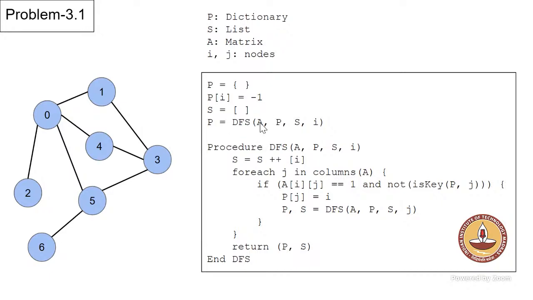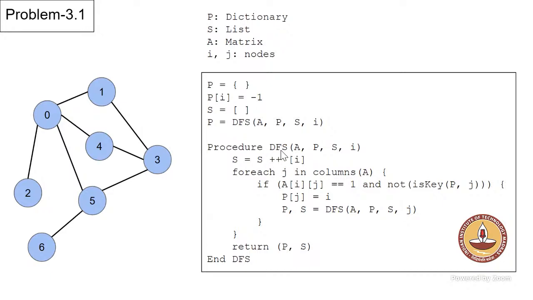So that is our A matrix, which stores the information of this graph, and B is a dictionary which keeps track of visited nodes, S is our path of traversal, and I is our starting node. So we are passing all these things to our procedure DFS. So what is our first thing? That is our I, so I should be appended to our path.